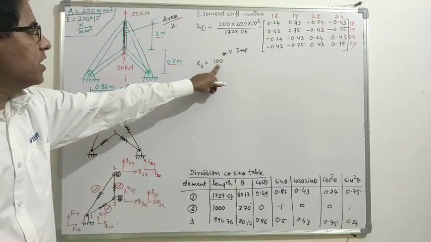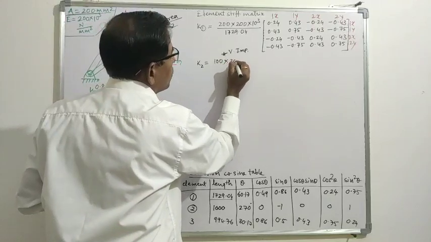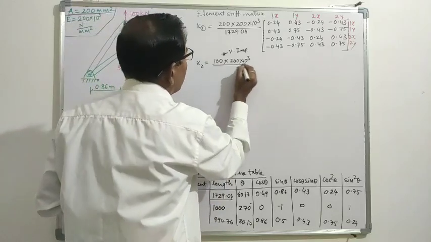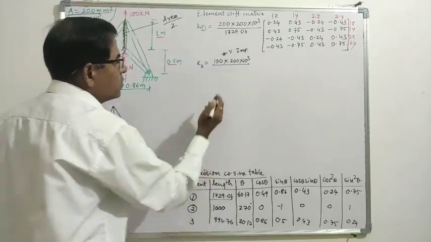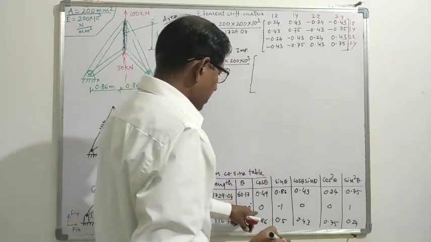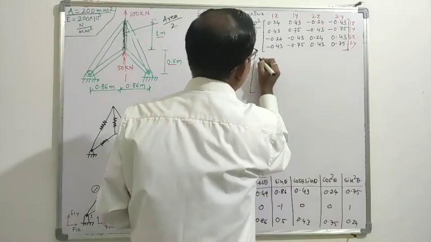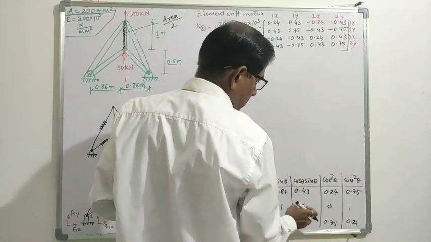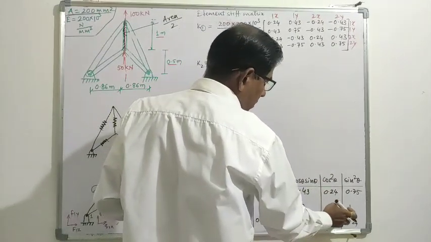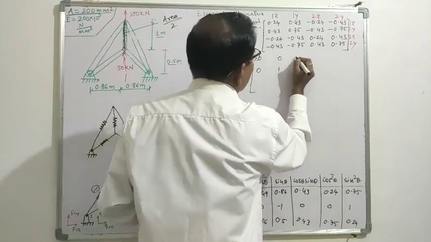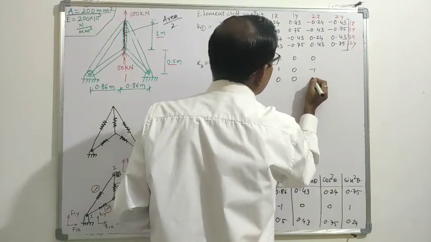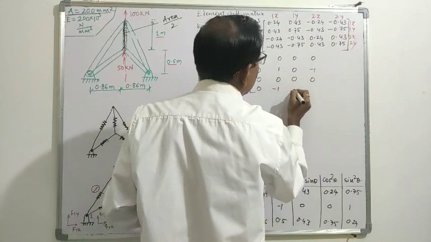So area is 100 multiplied by E value into 10 to the power 3. Young's modulus value will remain the same for the material. And the length of this member is 1000. And it will be C square, CS, S square. S square value is 1. So 0 0 0 0; 0 1 0 minus 1; 0 0 0 0; 0 minus 1 0 1.